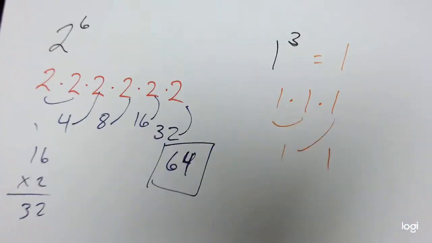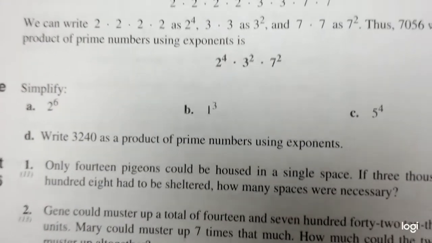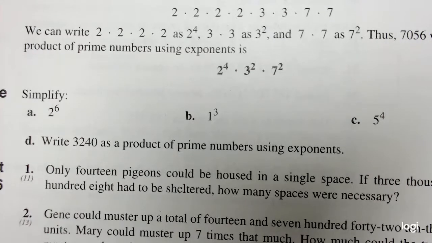All right, so those are our basic exponents. That's how we compute them. Now, what your book is going to do is give you problems like this one, letter D, which says, write 3,240 as a product of prime numbers using exponents.